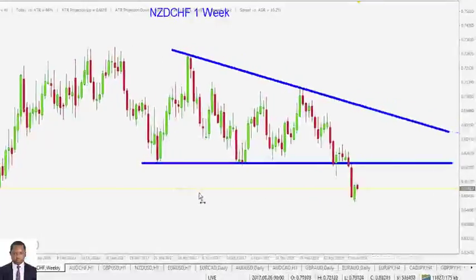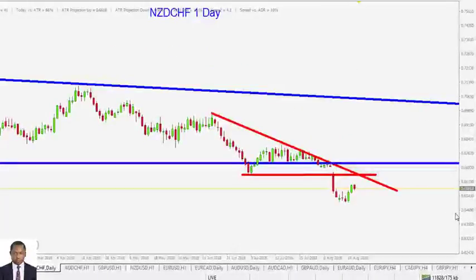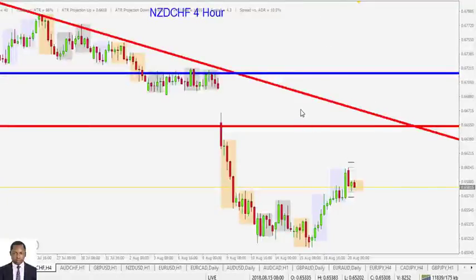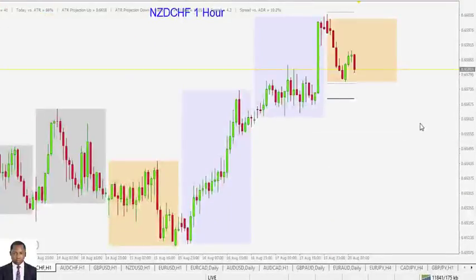Okay, what else? Daily time frame. Keep this level. This one. All right, I expect today to be a down day. Much of some hesitation in this pair. We can mark this area.